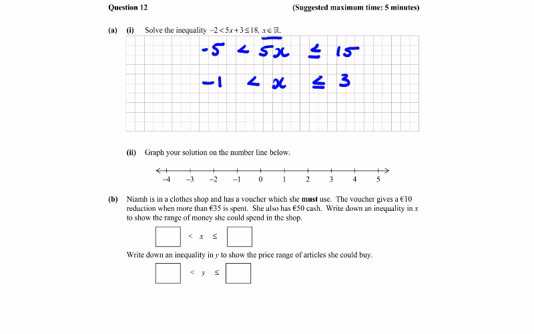x is an element of real numbers, so do I colour in? I do, and I don't. I colour in 3 because it's less than or equal to 3, and I don't colour in the -1, so it's all the numbers in between.